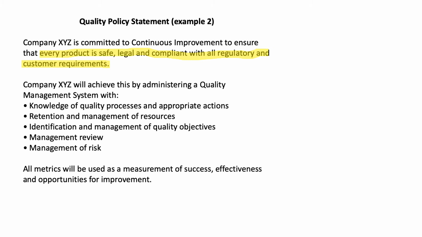Company XYZ will achieve this by administering a quality management system with knowledge of quality process and appropriate actions, retention and management of resources, identification and management of quality objectives, management review, management of risk. So, is just administering the QMS enough to be successful? Where is the purpose? Where is the context? Where is the strategic direction?